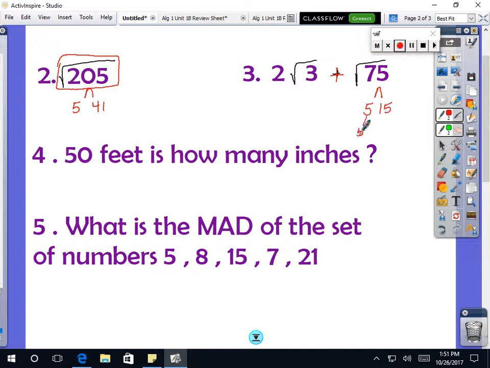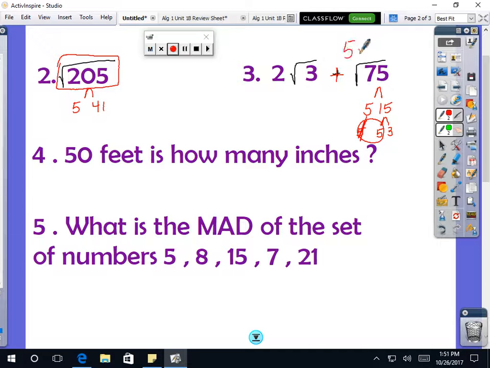And then that would become a 5, a 5, and a 3. So we circle the pair of 5s, right, and kick that one out. And then the 3 goes back in the house. So now the square root of 75 became 5 square roots of 3. Now can we add it together? And you get what? Right. 7 square roots of 3.